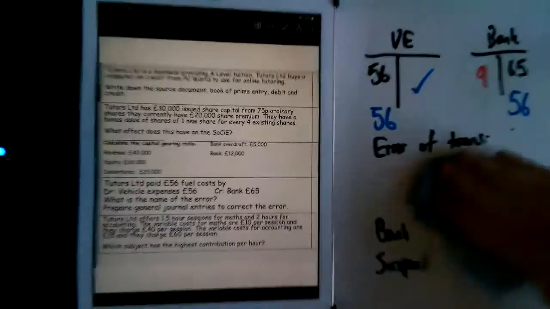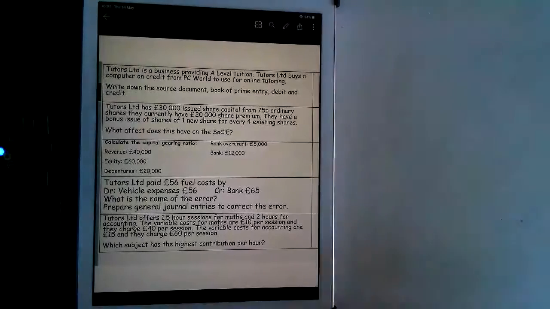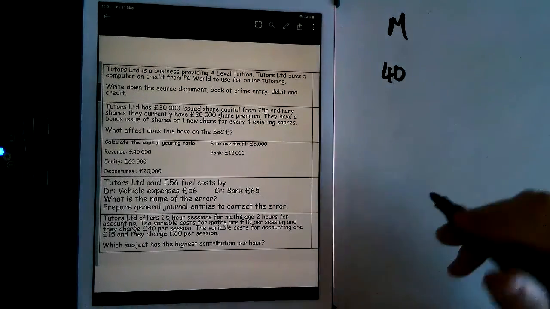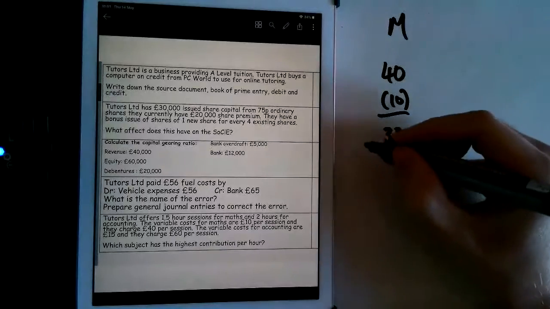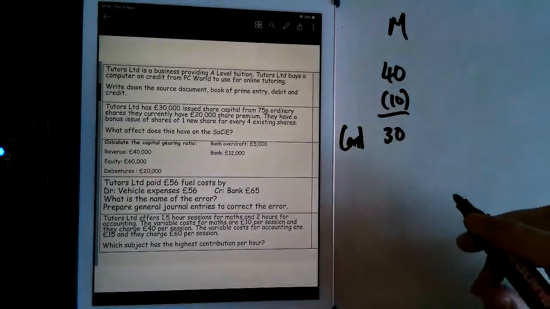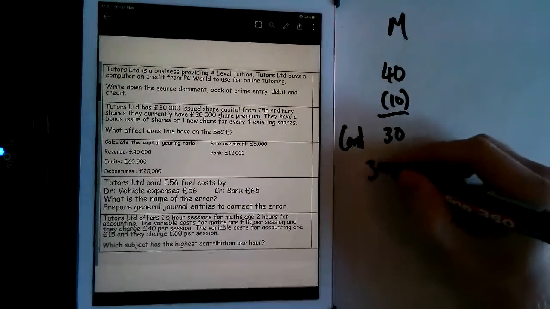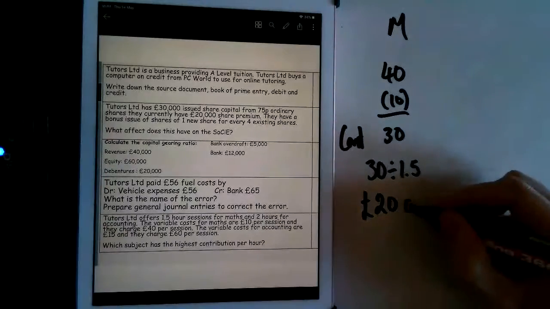And last one, bit of new stuff. So Tutors Limited offers 1.5 hour sessions for maths and 2 hour sessions for accounting. The variable cost for maths are £10 per session, and they charge £40 per session. So for maths, we have, well, it's £40 selling price. Take away the variable costs, which are £10, which leaves us with £30 contribution. And it is 1.5 hours. So if we divide that by 1.5, we get £20. So it's £20 contribution per hour.